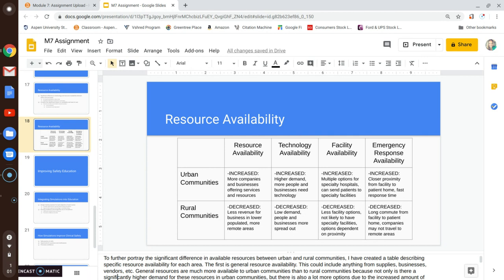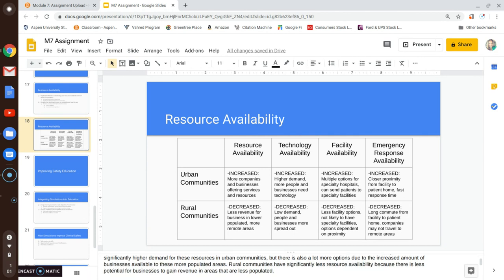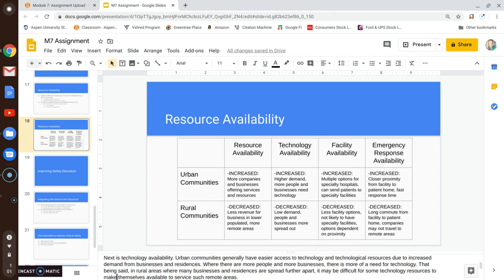General resources are much more available to urban communities than rural communities due to the increased amount of businesses available to these populated areas. Rural communities have significantly less resource availability because there's less potential for business to gain revenue in areas that are less populated.